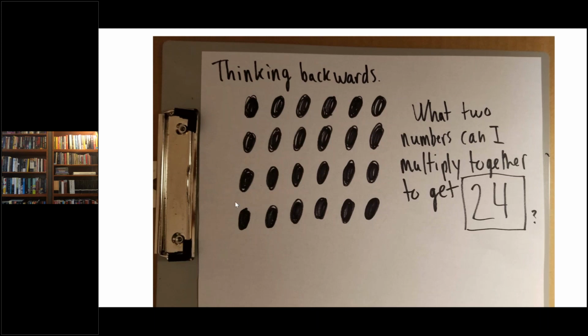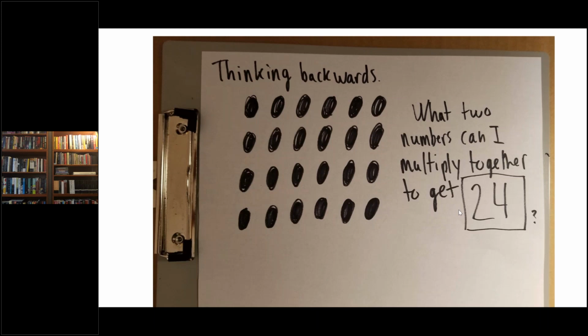You know, 4 rows of 6 circles gives you 24. But you can also think of it in terms of 6 columns of 4 blobs gives you 24. And maybe I'll pause for a second, and you can pause the video and try and think of as many other ways of multiplying 2 numbers to get 24 as you can.